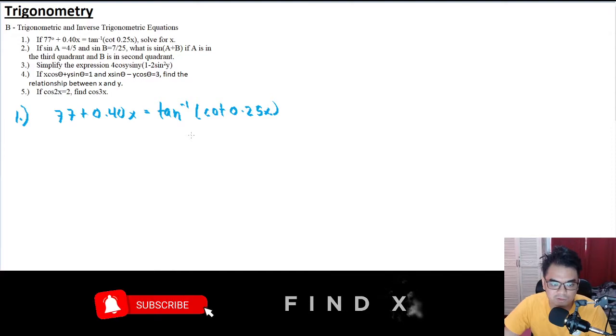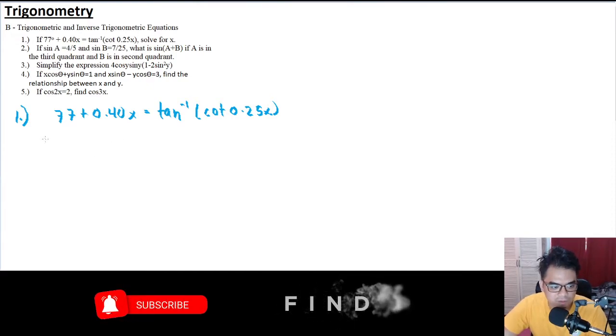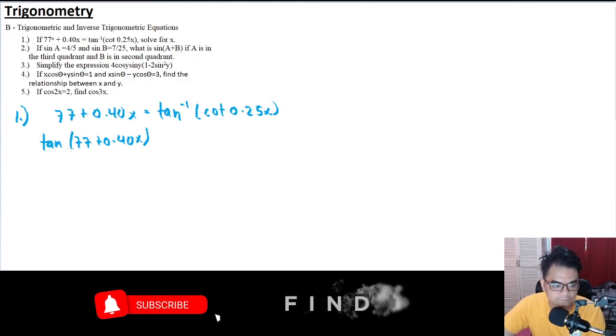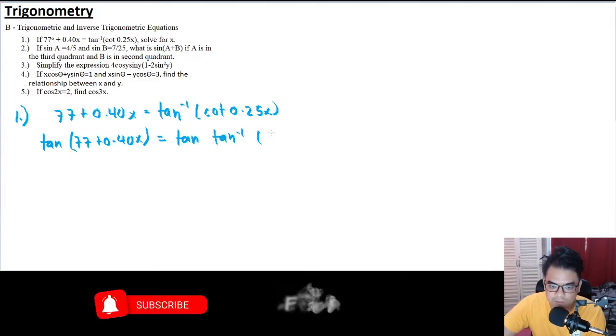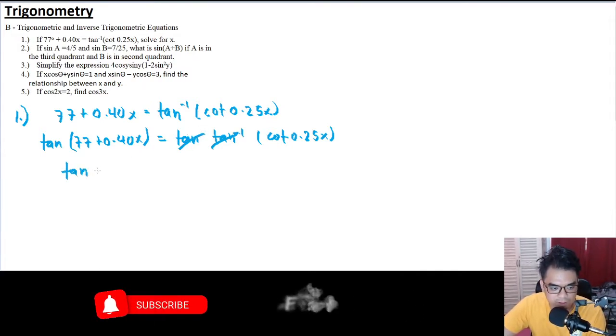The first thing that you want to do here is you have to get rid of this arctan. So to do that, just take the tangent of both sides. Taking the tangent of both sides, you'll have here 77 plus 0.4x equal to tangent arctan times cotangent 0.25x. So as you can see, these two will cancel out, okay? And then you will be left with something like this.